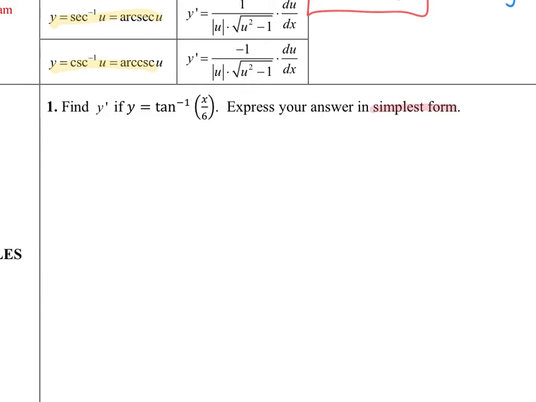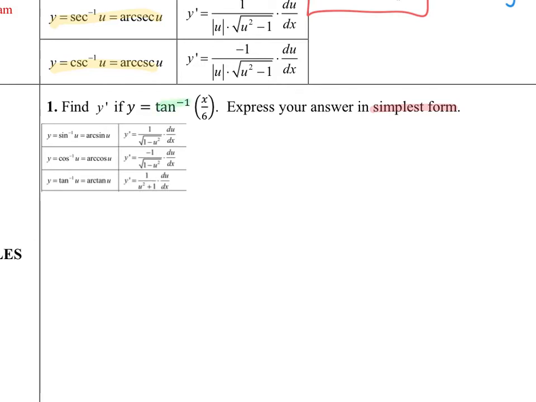Our first question involves an inverse tangent, so my first move is to pull out this formula right here, and I can see that my u is this x over 6. And I see I'm going to have to multiply times the derivative of that u. Let me go ahead and find that derivative, and it might be easier to think of this instead of x over 6, which might make you think of a quotient rule. It's easier to think of this as 1/6 x, and then you can just use a power rule. So my du dx is just going to be 1/6.